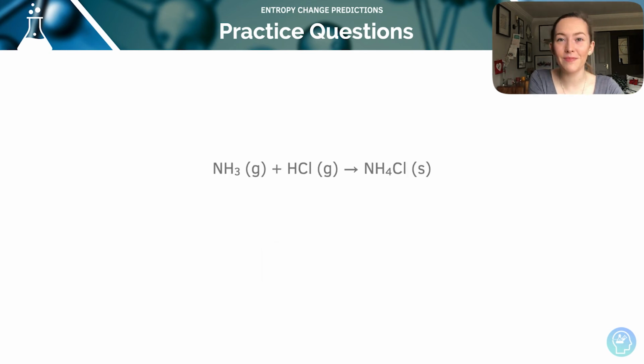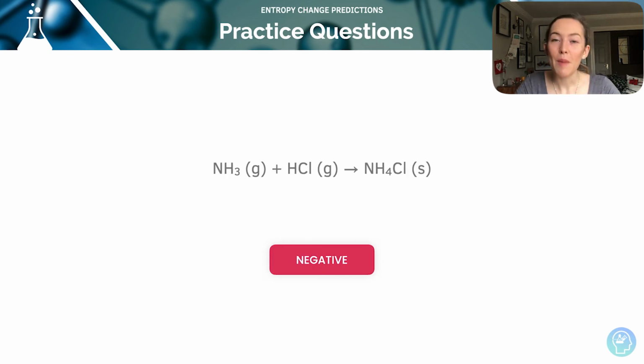And in this example here, the entropy change is negative because we've got fewer gaseous molecules on the product side than we do on the reactants. So the overall entropy change, or the overall entropy, has reduced.